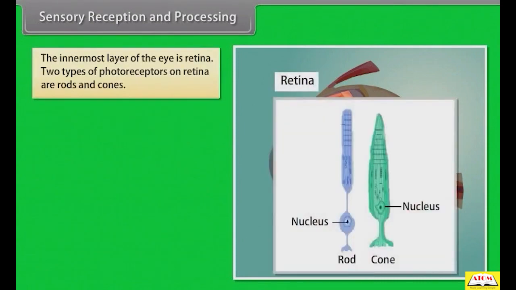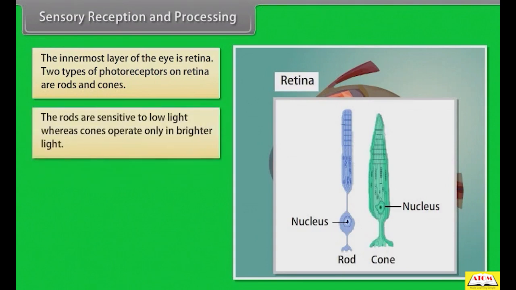The innermost layer of the eye is the retina. 2 types of photoreceptors on the retina are rods and cones. The rods are sensitive to low light, whereas cones operate only in brighter light.